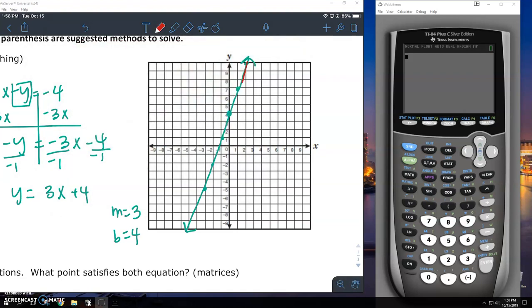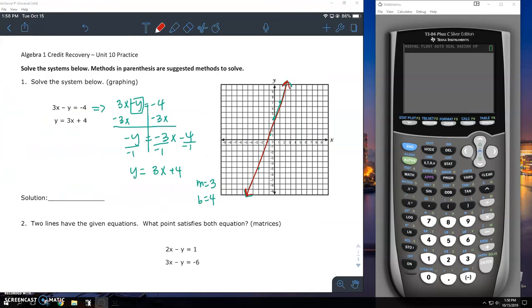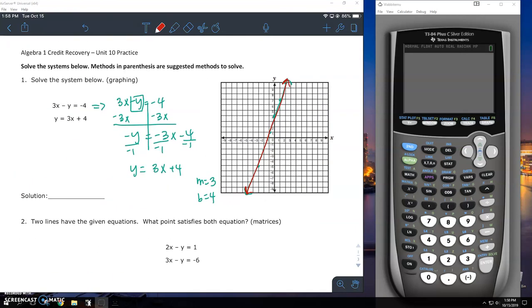And I'll graph the other one in the pink or the red color. Okay, and I notice that they are the same line. If they are the same line, the solution is going to be infinitely many solutions. Again, because they're the same line, they overlap at every single point, so it's going to be all of the points.